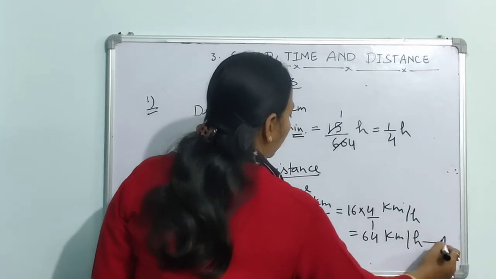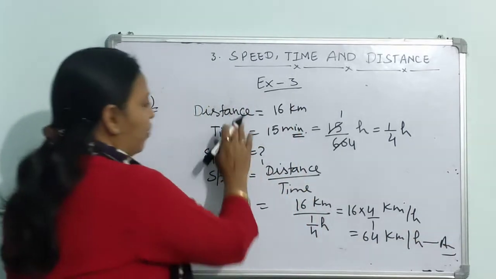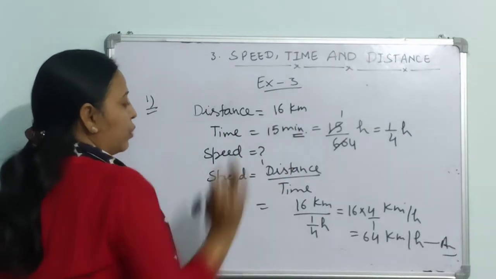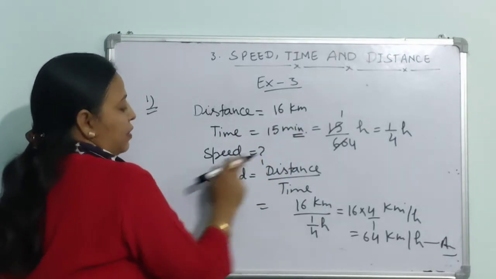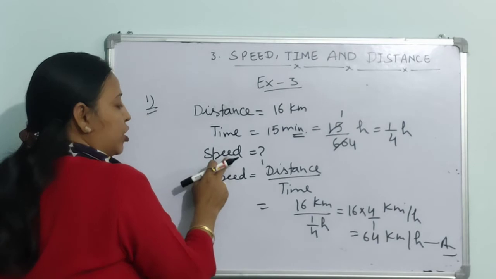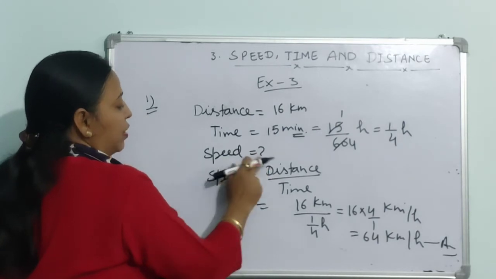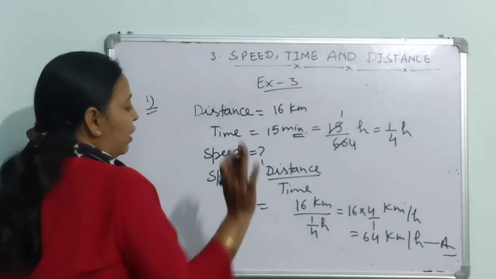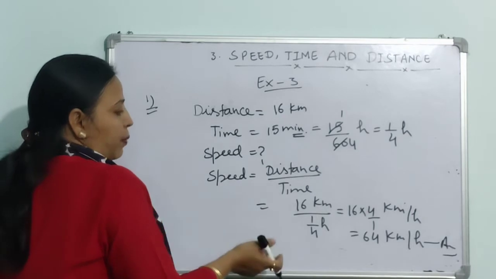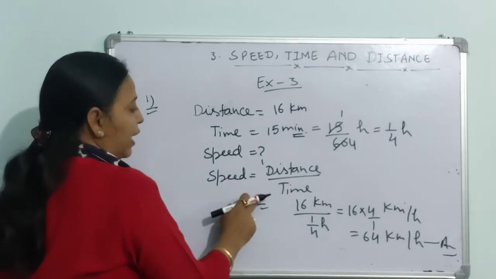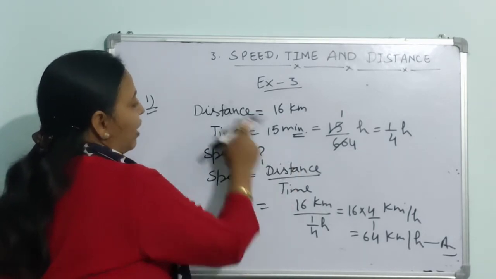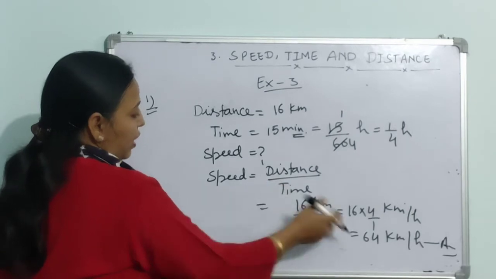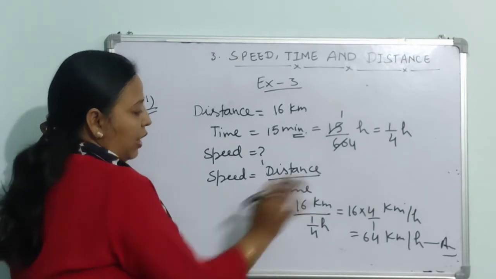This is your answer. So very systematically you have to do. First you note down what is given in the question and what is asked in the question. If it is asked for speed, you put a question mark, which indicates that this you have to calculate. Next step is to write the formula for that and then you put the values which are given in the question and simplify it. You will get your answer.